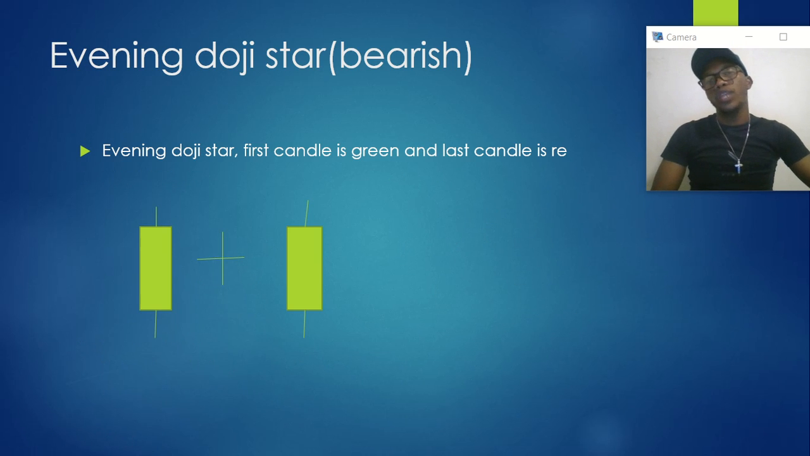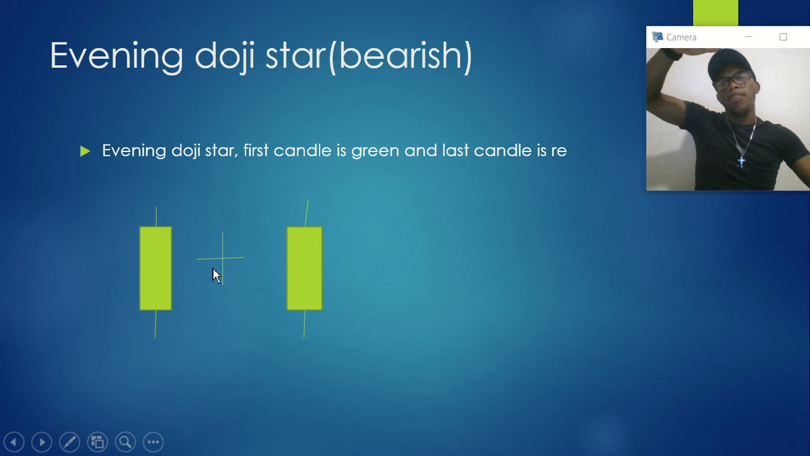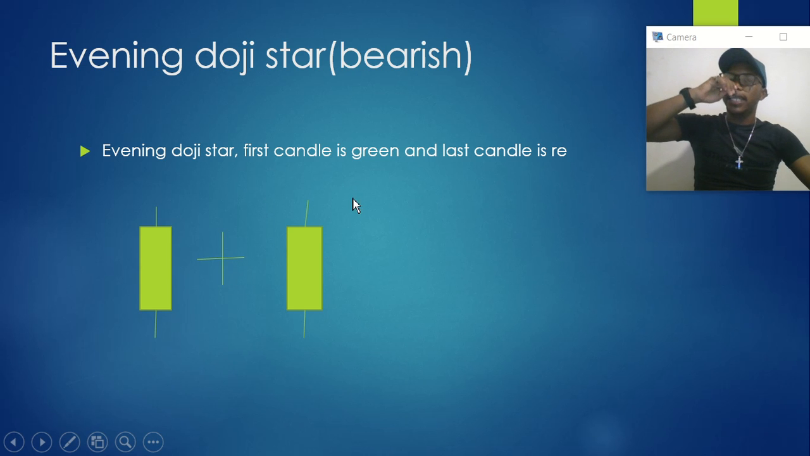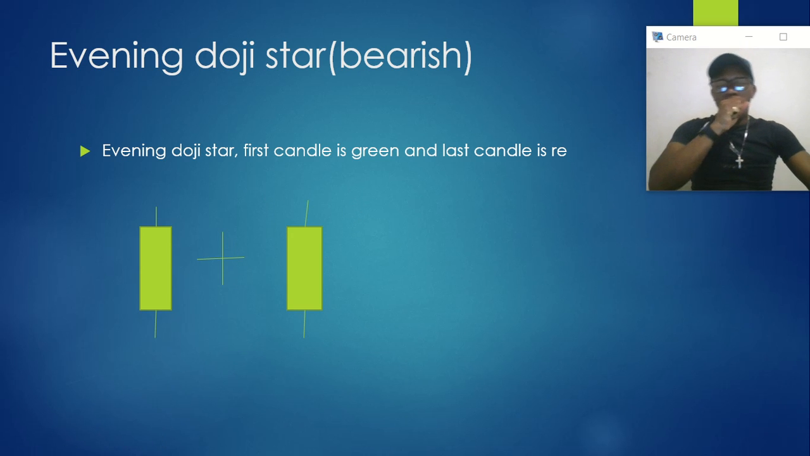There is also what we call the evening Doji star, which is a bearish pattern. The first candle is green, meaning the market was bullish and higher, and you see the Doji star. Also the last candle is red, and if you see this pattern, it means the market is now going to be bearish.